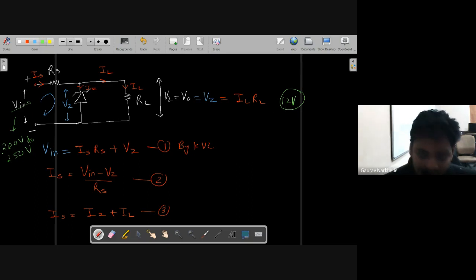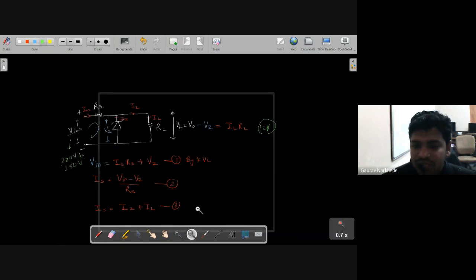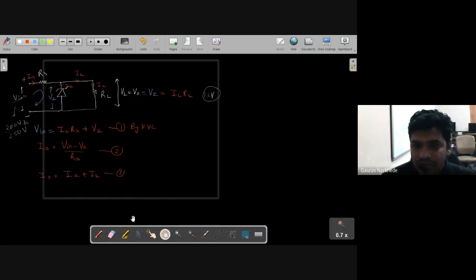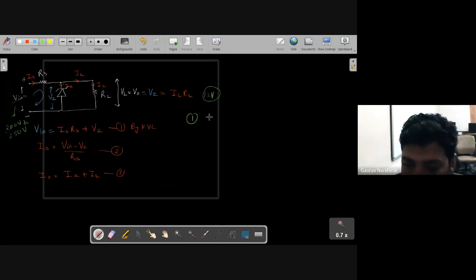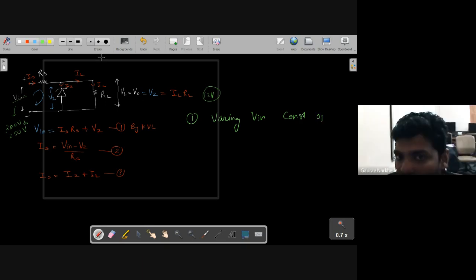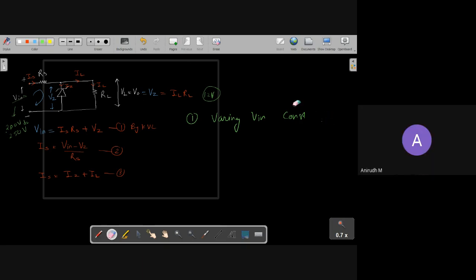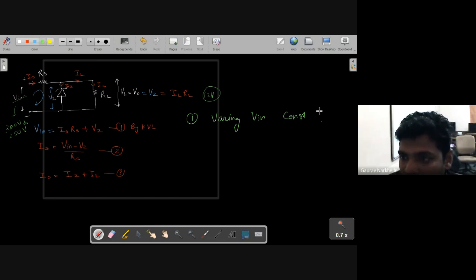सो ये पहला केस है, and this case we can call it as... right? This is your first case. What is varying here? Varying input. What is constant? Constant output, right? So what is our output? What is output? 12 volts. किसके across? Output किसके across लेते हो आप? RL के, right? RL. So input is varying and output is constant, right?